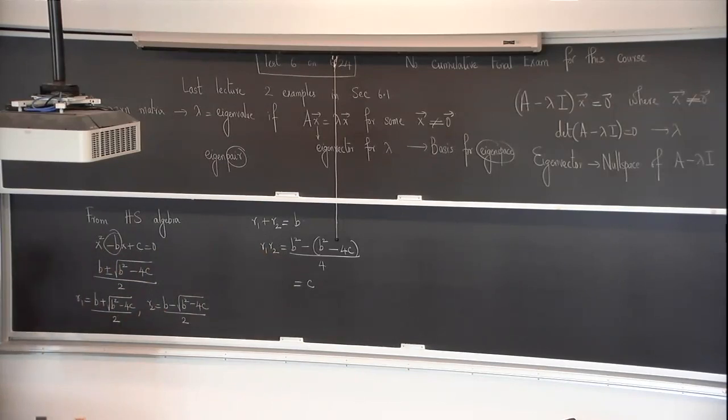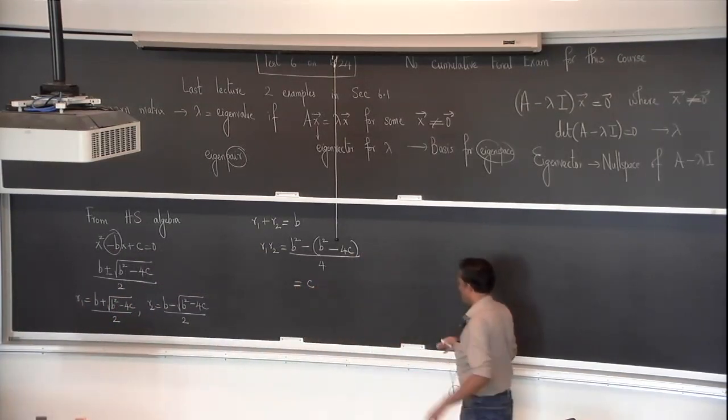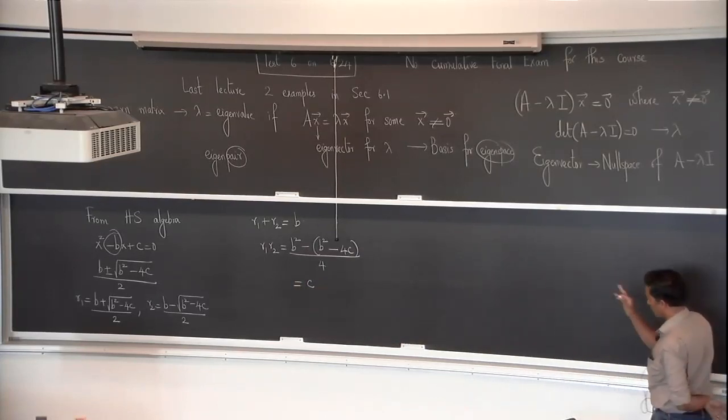Okay, so the sum of the roots is the negative of the middle coefficient, and the product of the roots is the last term or the last coefficient. We will make use of this in a nice way in the context of eigenvalues. So just hold on to that thought.